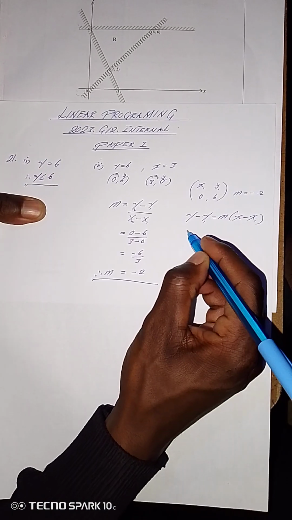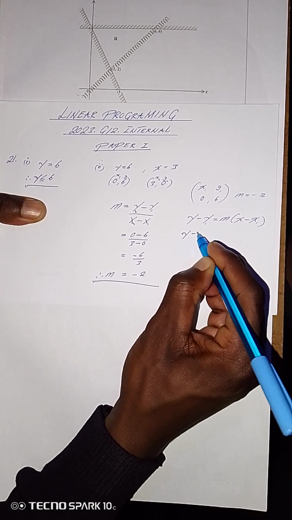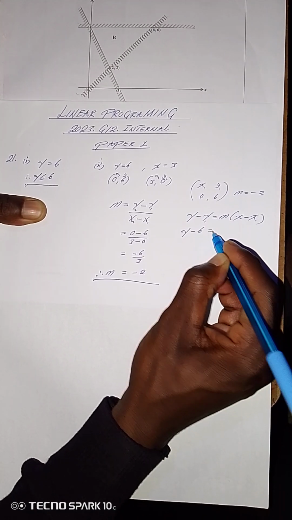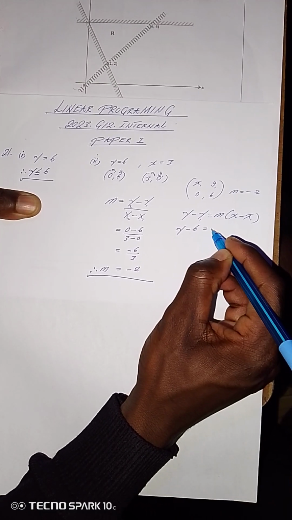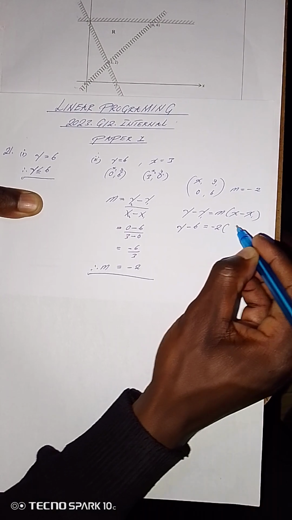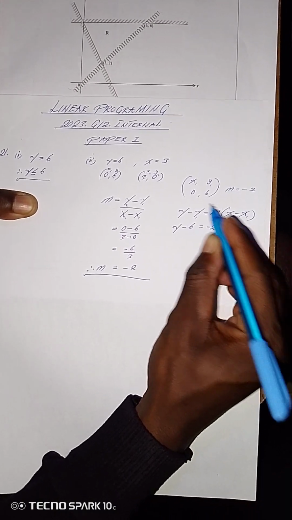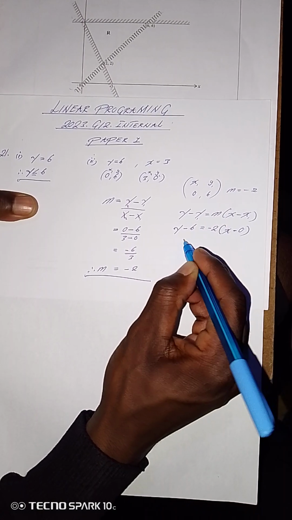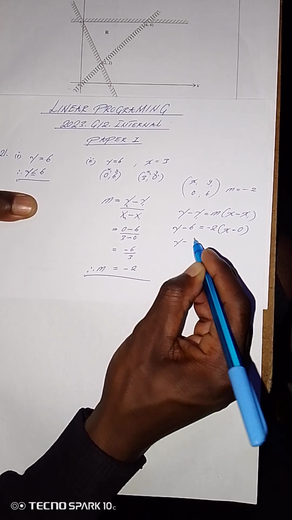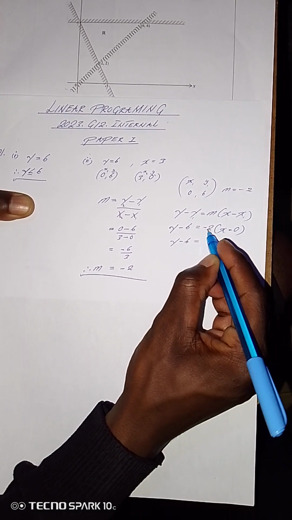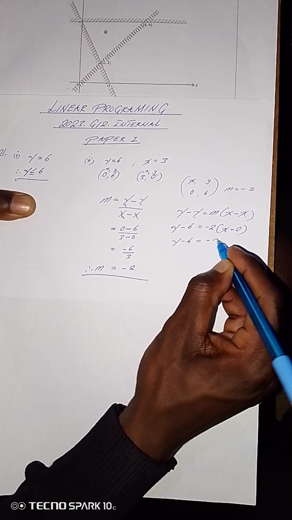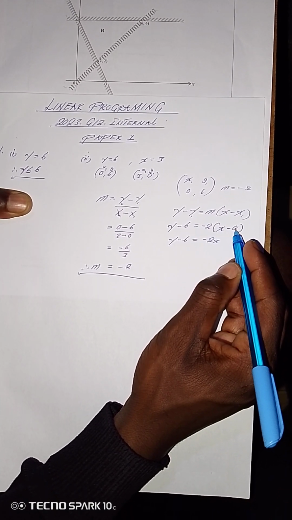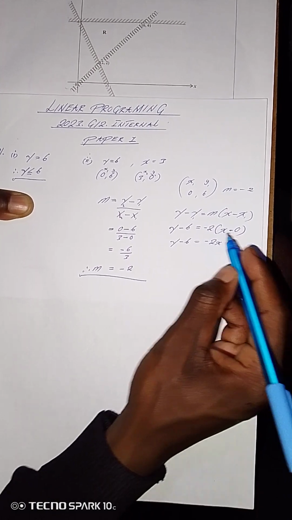And then let's substitute now. Y, we write it like that, but y1 we have, which is 6, equals gradient, it's negative 2, open bracket, x minus x1, which is 0. Let's work out things here. Negative 6 equals negative 2 times x, it's negative 2x. Negative 2 times 0, it's 0, so you don't have to write that one.